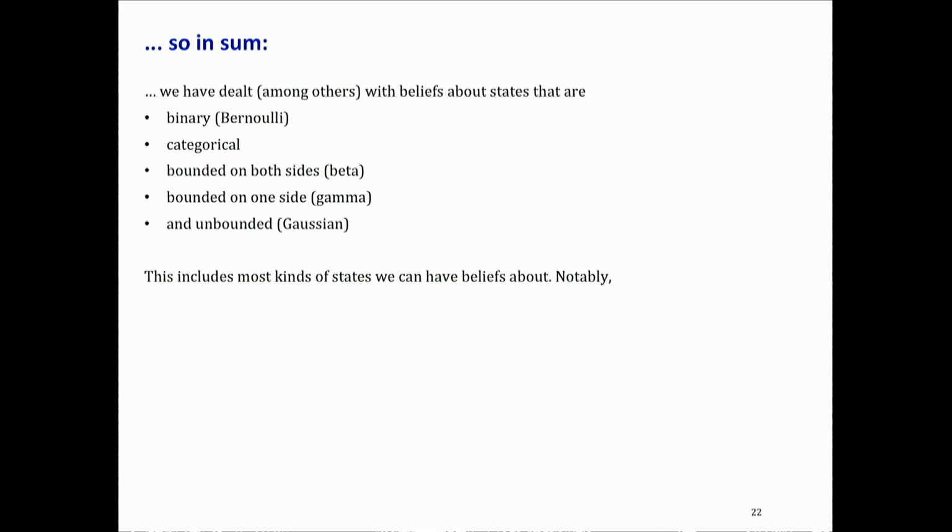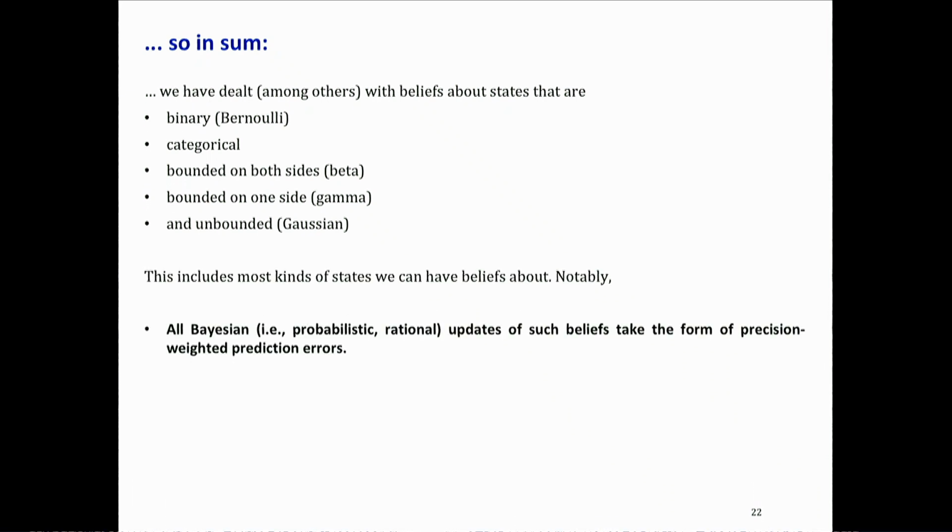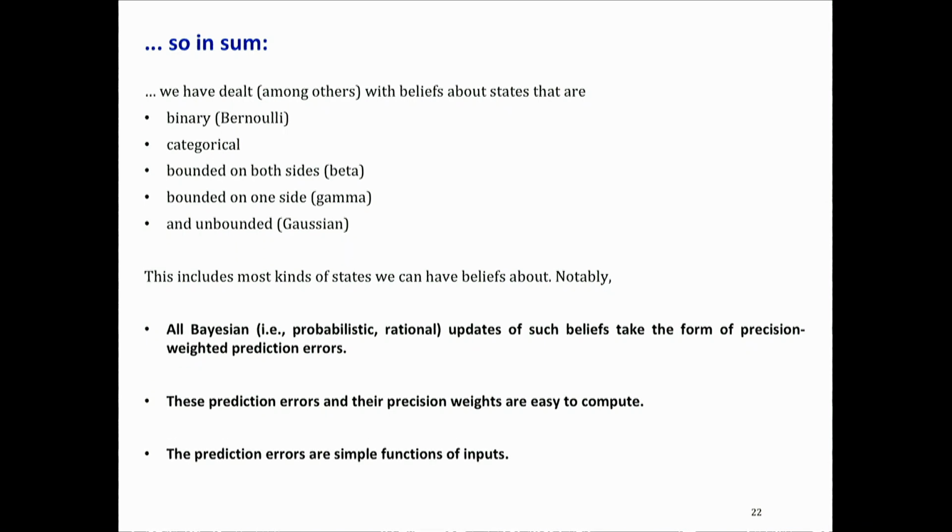And with all of them, you can use this reduction of Bayesian inference to mean updating. All you need to know is how to update the means of your sufficient statistics. And that's simple. Very, very simple. So all Bayesian updates of such beliefs take the form of precision-weighted prediction error. And these prediction errors and their precision weights are easy to compute. And the prediction errors are simple functions of the input.